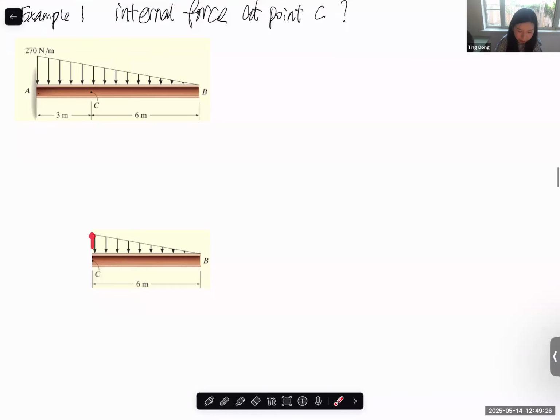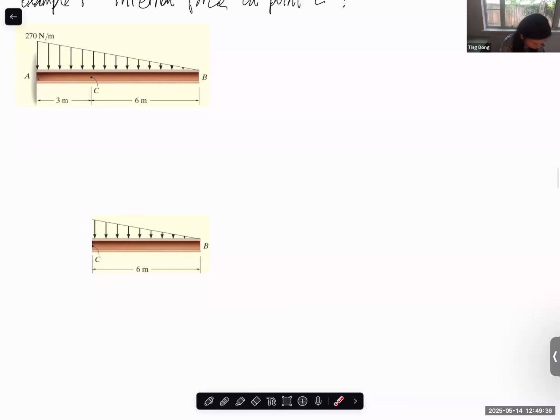So first, for the area, how to calculate the area of this one? One half times the base times the height. Yes. So can anyone give me a number? What is the area? What is the equivalent concentrated force?